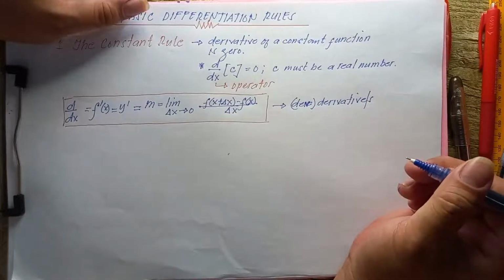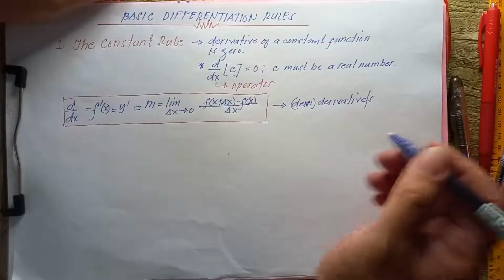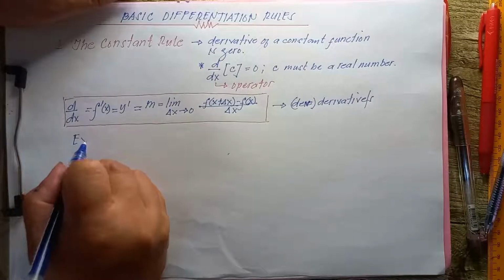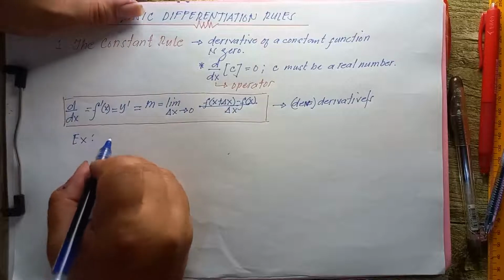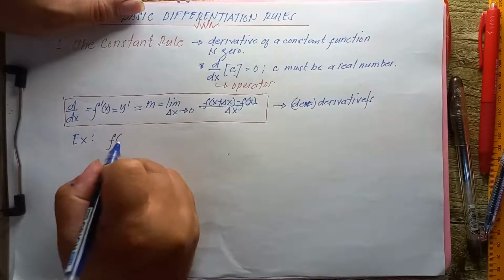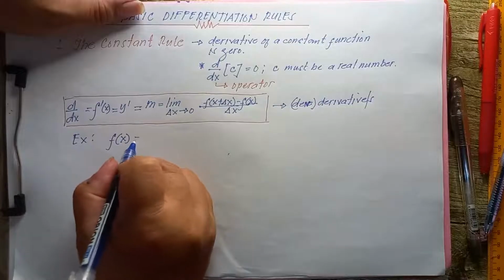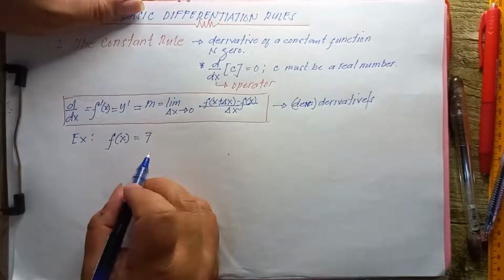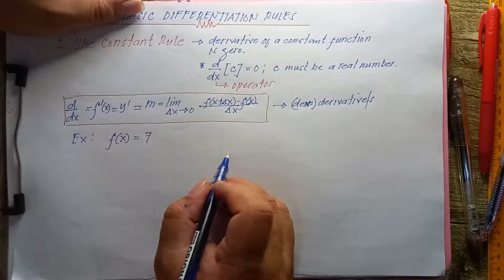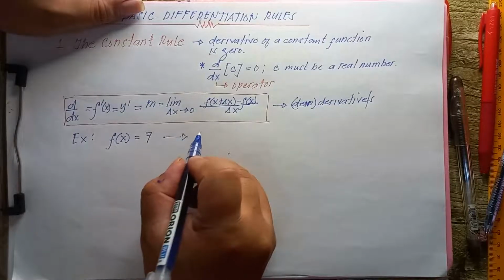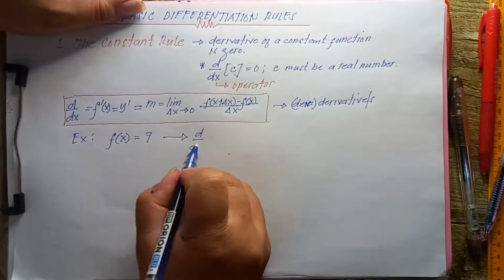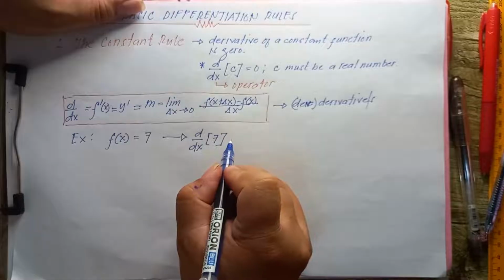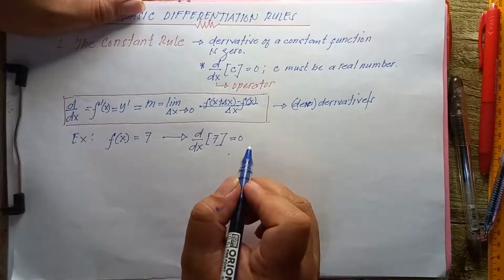Now what is meant by the constant rule? Let's go back. To illustrate this one, let's give an example. What about if we have f of x is equal to 7? Now, what would be its derivative? To get the derivative of this one, that can be written as d over dx of 7. Now, what would be the result? That is 0.